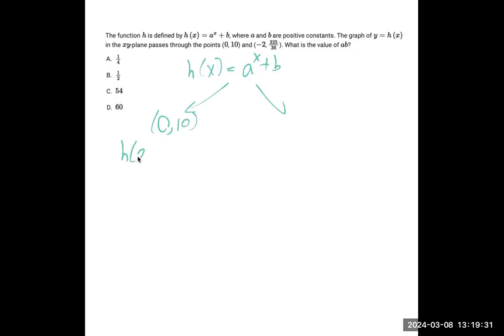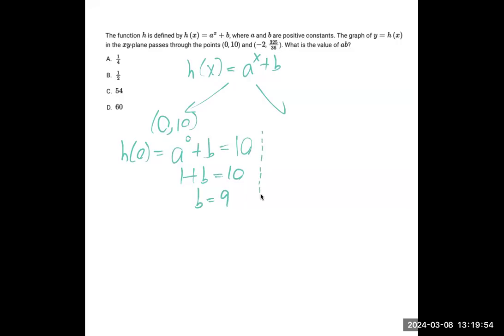And so basically that's h of 0 because we're plugging in x is 0. So a to the 0 plus b, and that equals 10. Now anything to the 0 power is 1. So this is 1 plus b equals 10. Take away 1, and you get b equals 9.